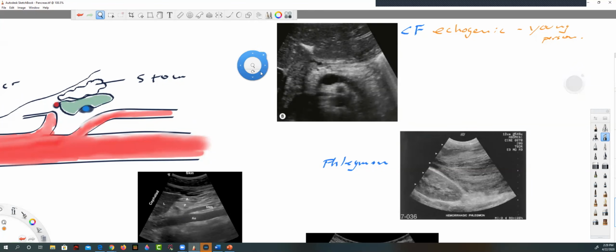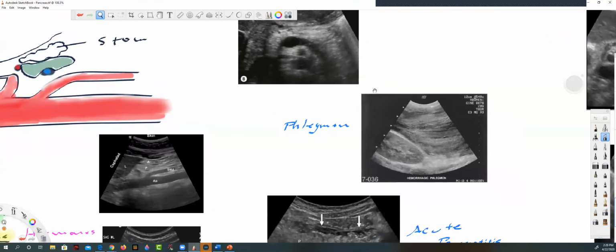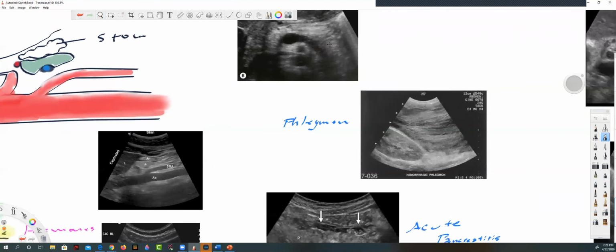Moving along, is there anything else I want to say? No. Echogenic, they tend to be small. Anytime we assault the pancreas over a long period of time, it becomes atrophic, smaller. I'll write that down in a second.